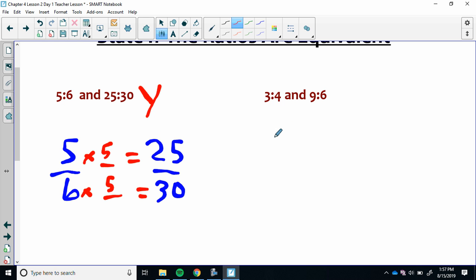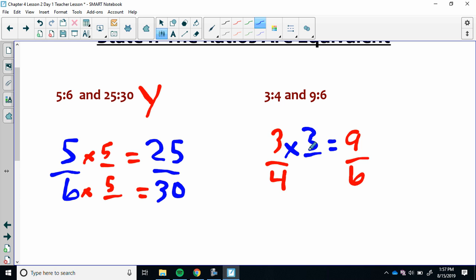3 to 4 and 9 to 6. So 3 times something gives me 9. I like to ask the question out loud. It's okay to ask yourself out loud. It helps you think. 3 times 3 is 9. 4 times something gives me 6. That would be 1.5. 1.5 and 3 are not the same. So they would not be equivalent. No, negative.